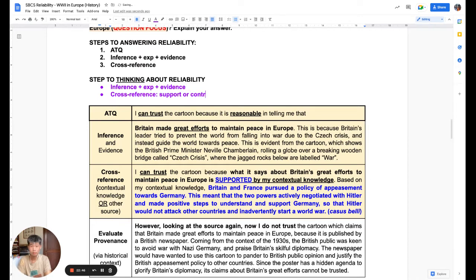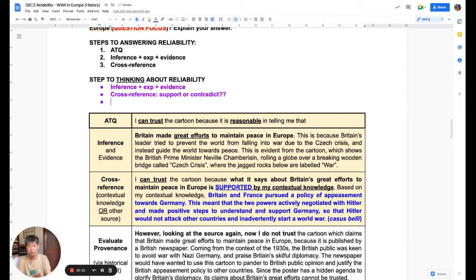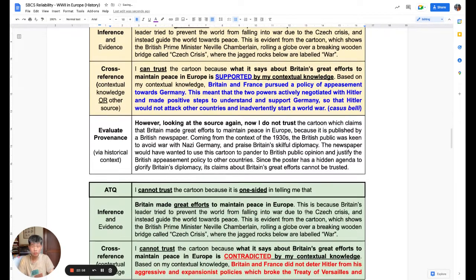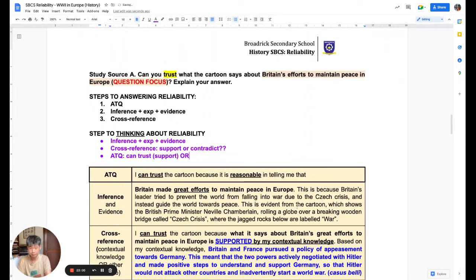Support or contradict? If you wanted to go with a support cross-reference, then you go for ATQ and trust. If you went for a contradict cross-reference, you go for ATQ: cannot trust. So your ATQ will come last in the thinking, but in the writing, it comes first. That's the first thing I want you to know.